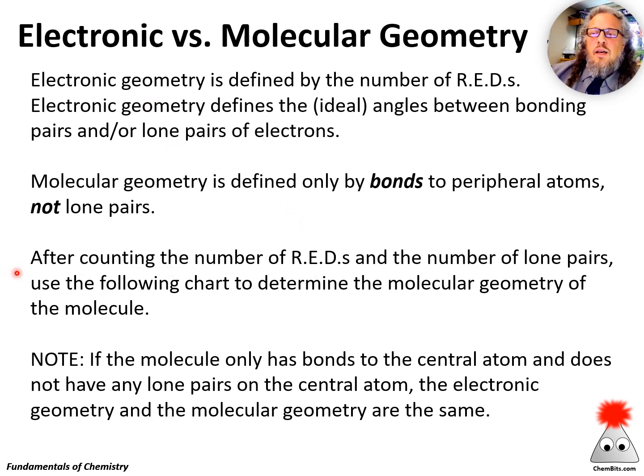So after you have your good Lewis structure, when you've counted your regions of electron density, take note of the number of lone pairs, and then we've got a handy little chart to look at. But before that, just a note here. If you have no lone pairs on the central atom, that's the easy case, because then the electronic geometry and the molecular geometry are exactly the same. The only time the molecular and electronic geometries are different is when we've got lone pairs to work with.